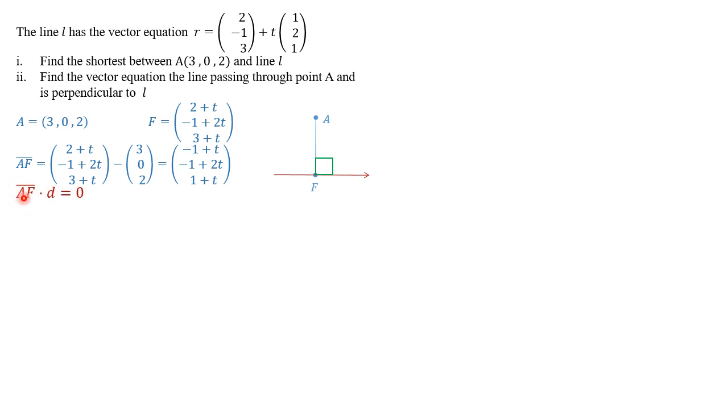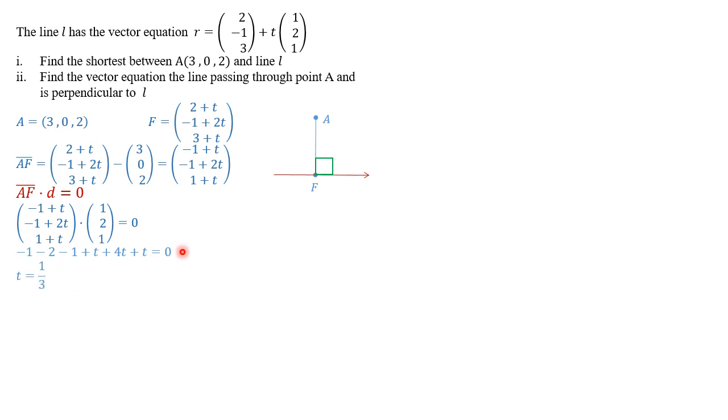So AF dot the direction should be equal to 0, so that we can find the parameter here. So we are taking our AF dot the direction equals to 0. This is going to give us minus 1, minus 2, minus 1 here, plus t plus 4t plus t is equal to 0. So you can now see t is equal to 1 over 3.